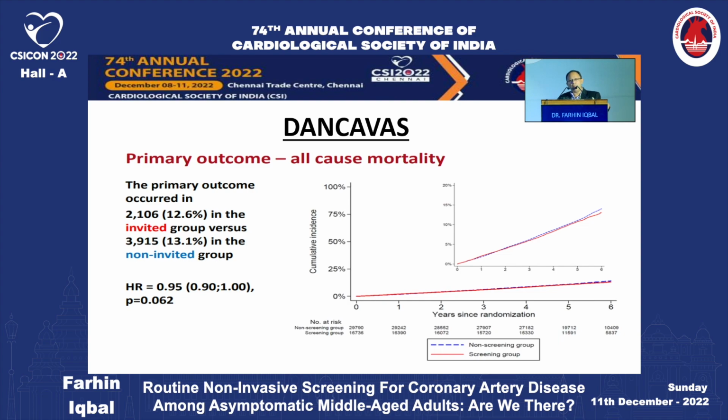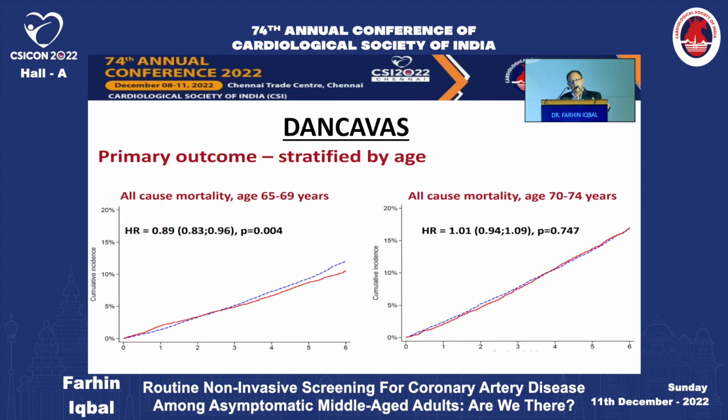If you look into the primary outcome, at 5 years, there was no difference in mortality. However, a subgroup analysis has shown that in the age group of 65 to 69 years, there was a significant reduction in mortality. So what this trial has given us is food for thought: if these results can be positive in this age group, we can even think of utilizing these methods in the entire middle-aged group of adults.